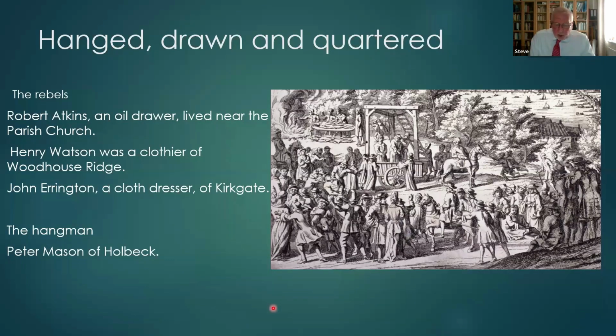The names of the other plotters were revealed, and in the winter, a special assize was held, and 21 people were sentenced to death. Now, among these rebels was Robert Atkins, an oil drawer who lived near the parish church, Henry Watson, a clothier of Woodhouse Ridge, and John Errington, a cloth dresser of Kergate. Where to dispose of these treasonable individuals?